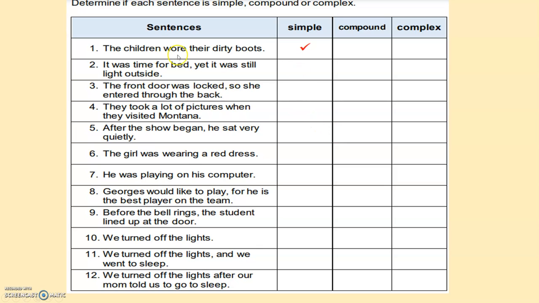Now this is what kind of sentence? It is one verb, so it's a simple sentence. Now I want you to take time, just pause this video and do it on your own, and then you see the correct answers. Okay.